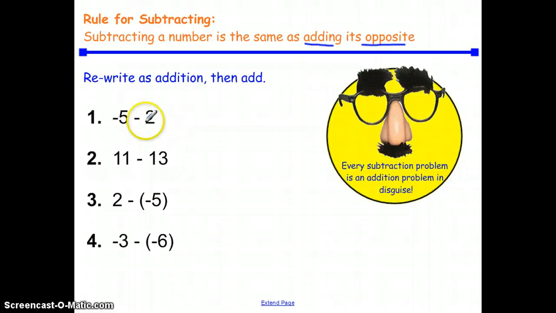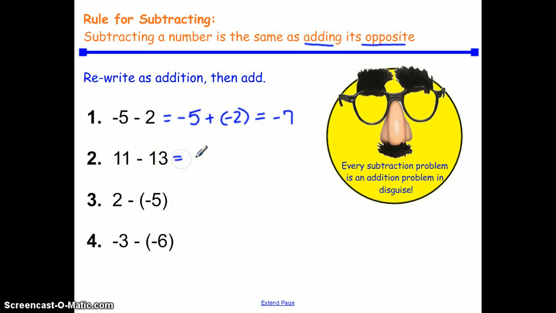So when you see -5 minus +2, that's really saying -5 plus -2. And notice when you write negatives after plus signs, usually you put them in parentheses. So then what we've got here is a negative plus a negative. So we know when our two numbers have the same sign, we add them. So 5 plus 2 is 7, and then we keep the sign, negative.